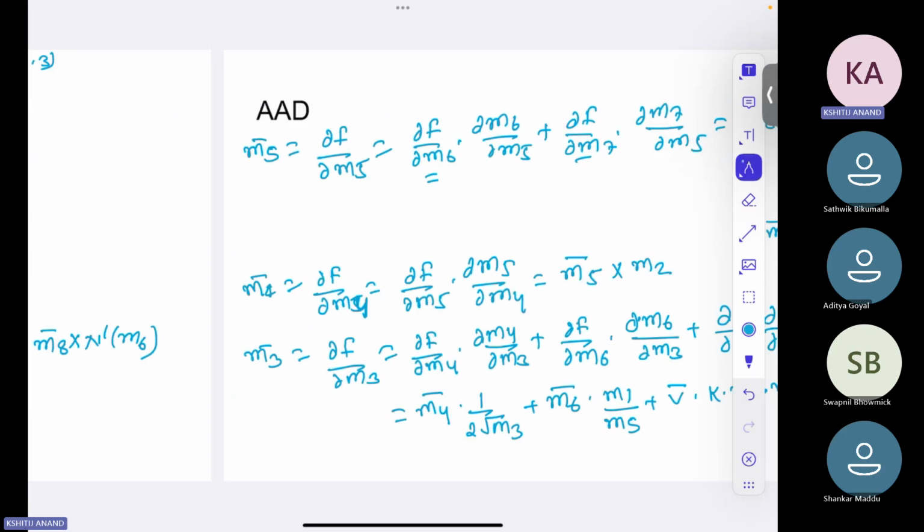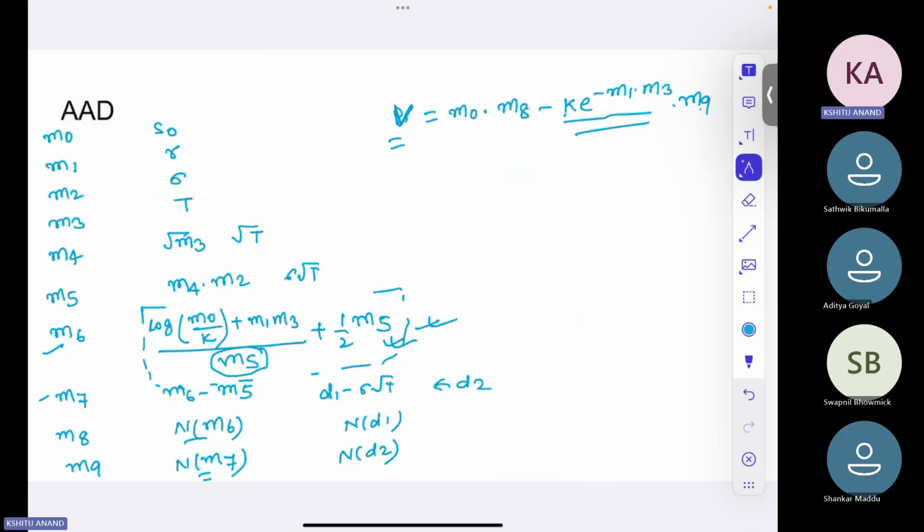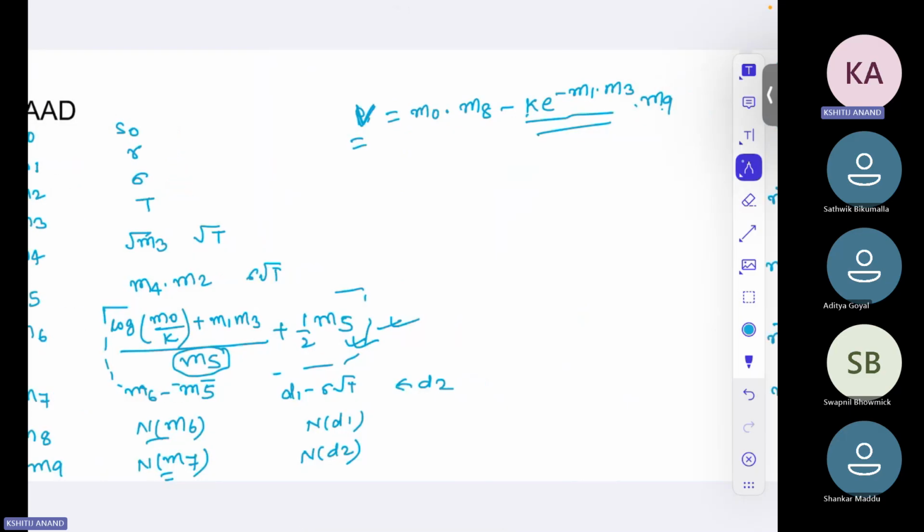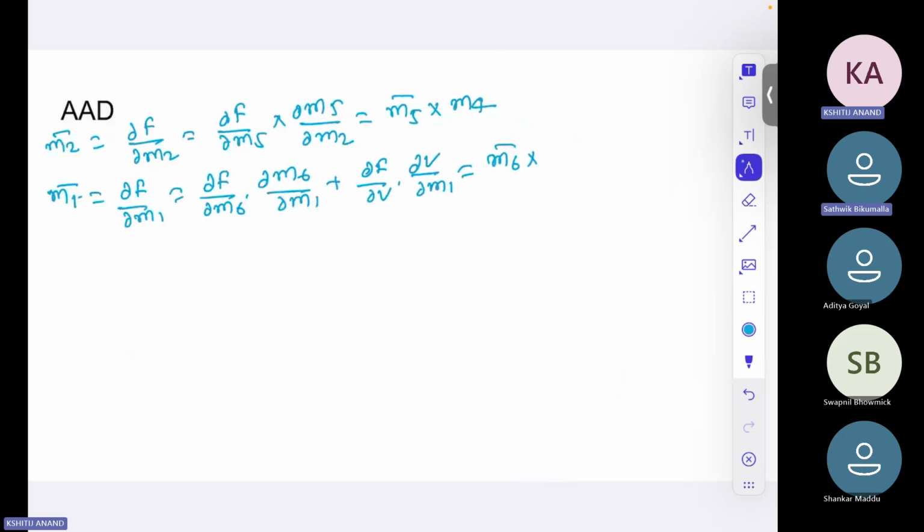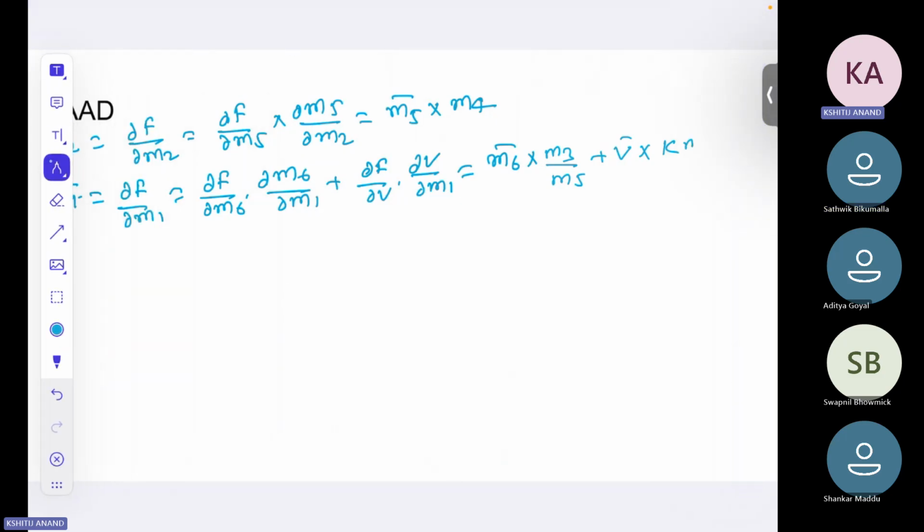dM6 divided by M1 will be, so we have to differentiate M3 by M5, right? So M3 by M5 plus V bar into K M9 M3 e power minus M1 M3, right? Yes, sir.